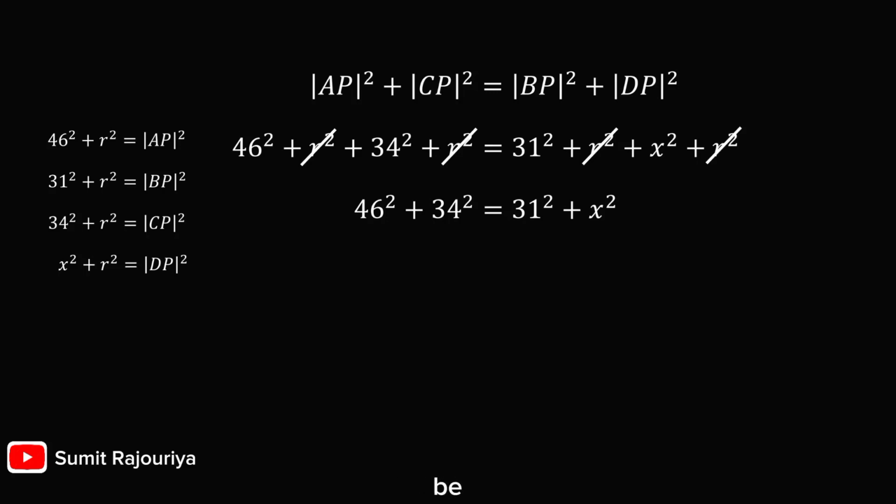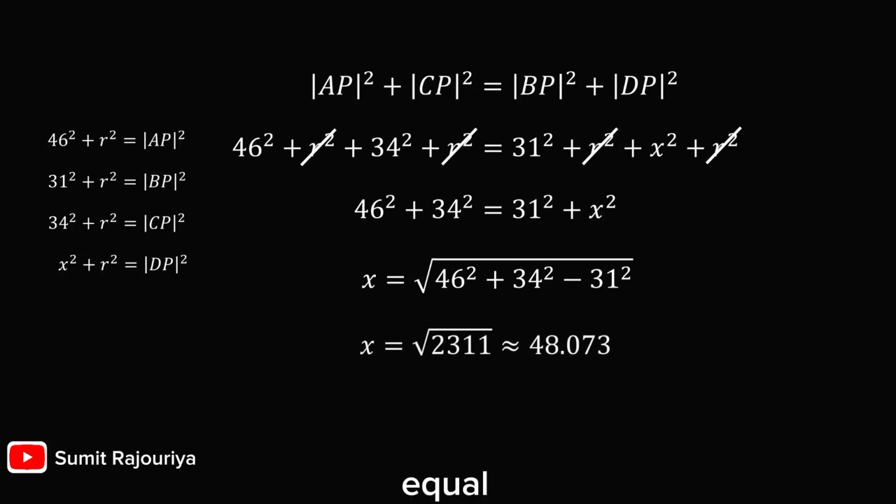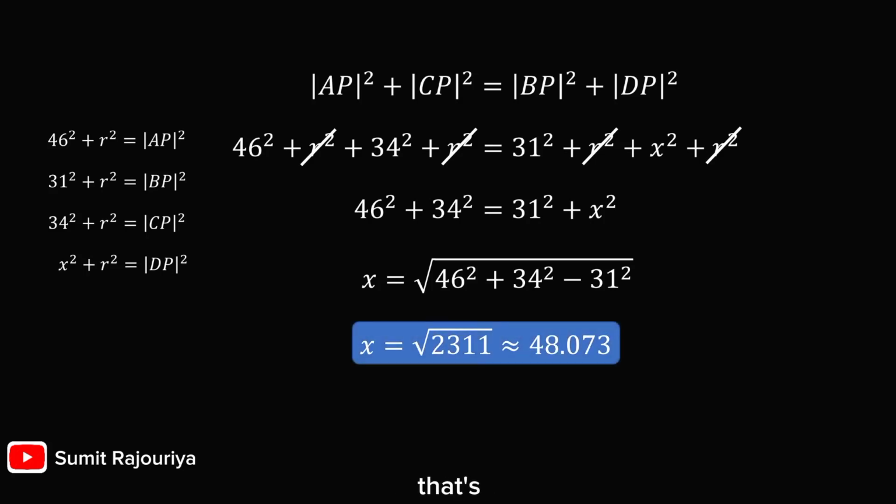We want x to be a non-negative length, so we will take the non-negative square root. So x is equal to the square root of 46 squared plus 34 squared minus 31 squared, and that is equal to the square root of 2,311, which is approximately equal to 48.073. And that's the answer.